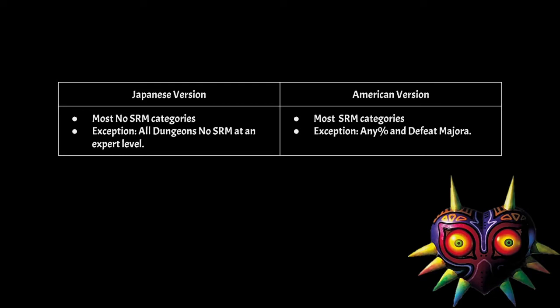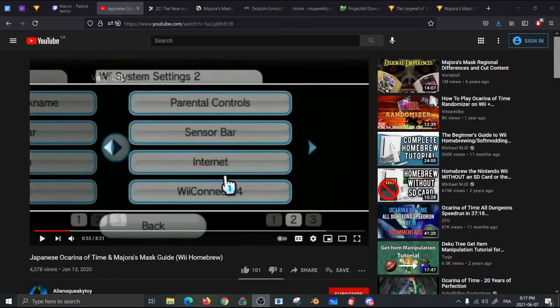And for the American version, most SRM categories will use the American version, with the exception of Any Percent and Defeat Majora that are, at the moment of recording, still fastest on the Japanese version.